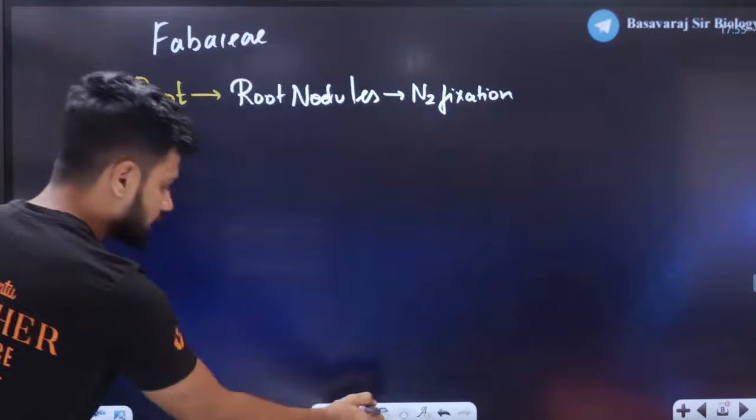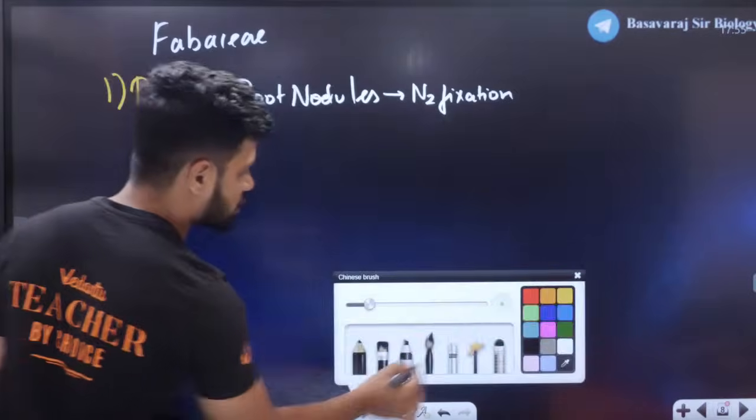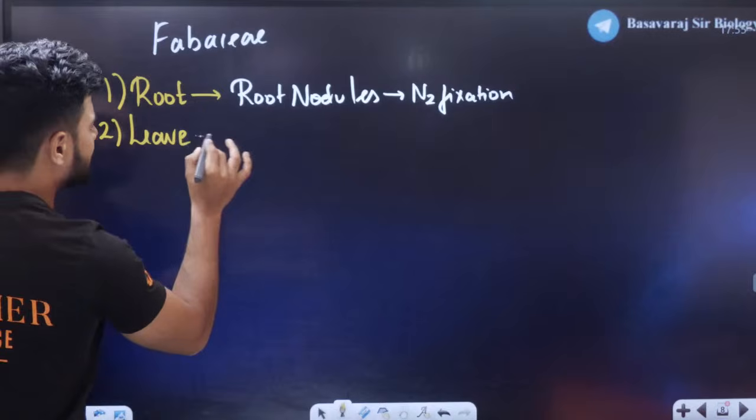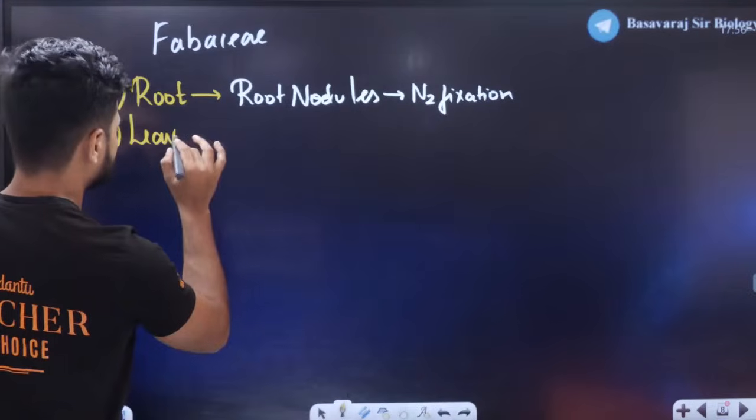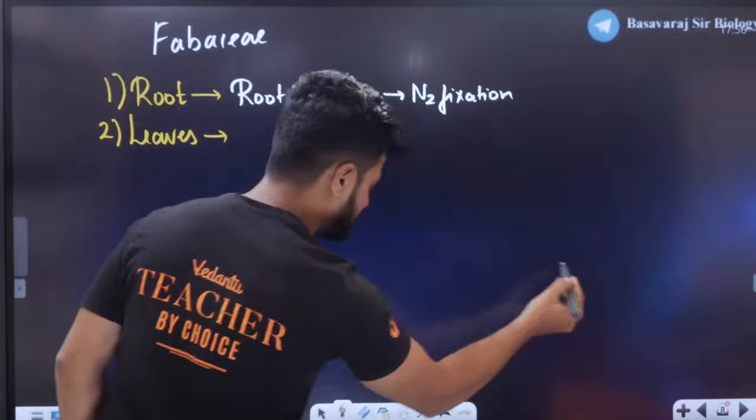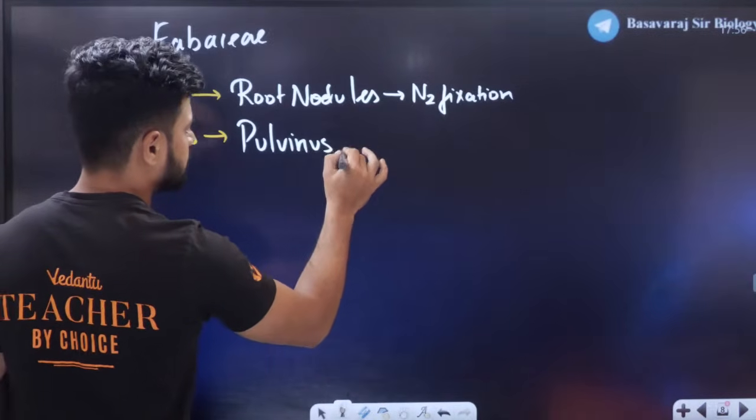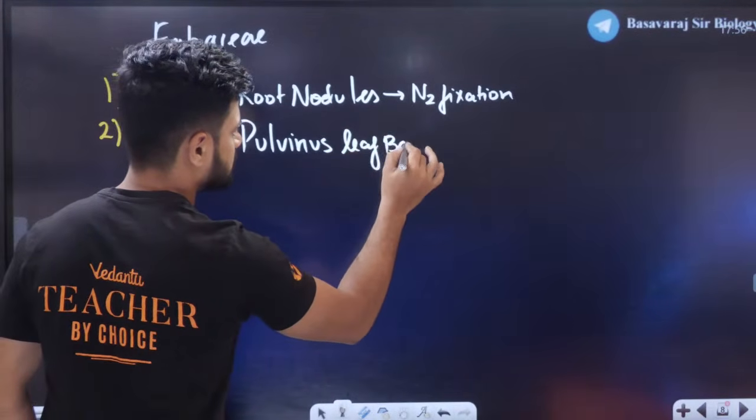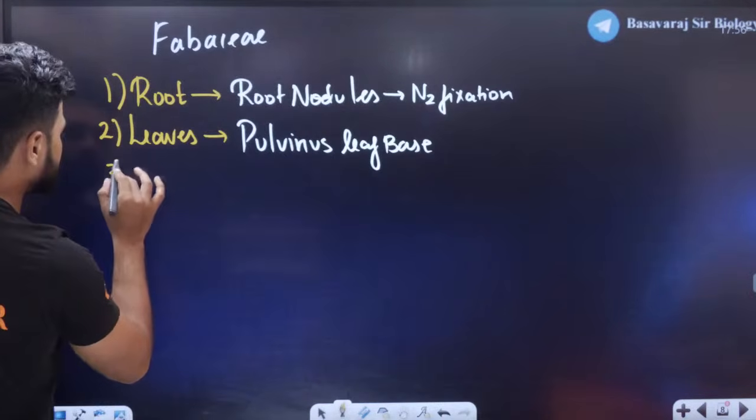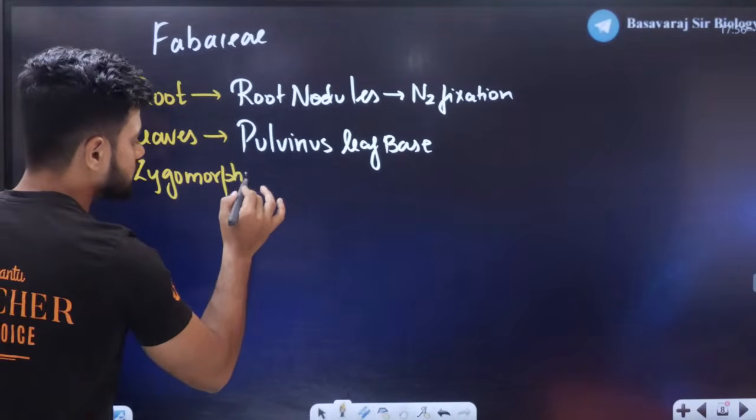Done. Then students, in the case of leaf, was there anything special? Yes. In the case of leaves, we saw that there was pulvinous leaf base. Tell me, what was the symmetry, students? Symmetry was zygomorphic. These are the points where the question will be asked.